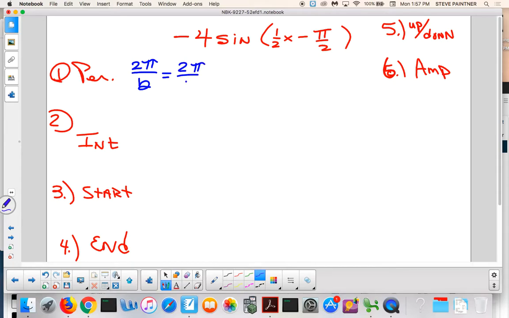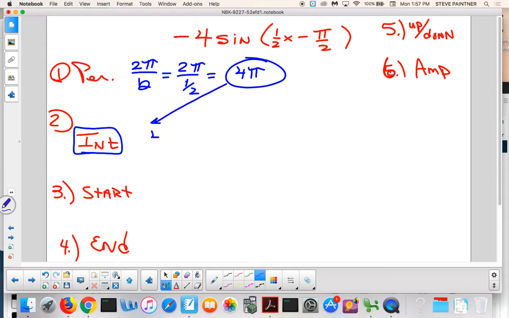So what's your B value? It is 1/2. What's 2 pi over 1/2? 4 pi. So every 4 pi, the wave completes itself. Divide by what here to get the interval? Take your period, 4 pi, and divide by 4. Pretty sweet, I get to count by pi's: 1 pi, 2 pi, 3 pi, 4 pi.